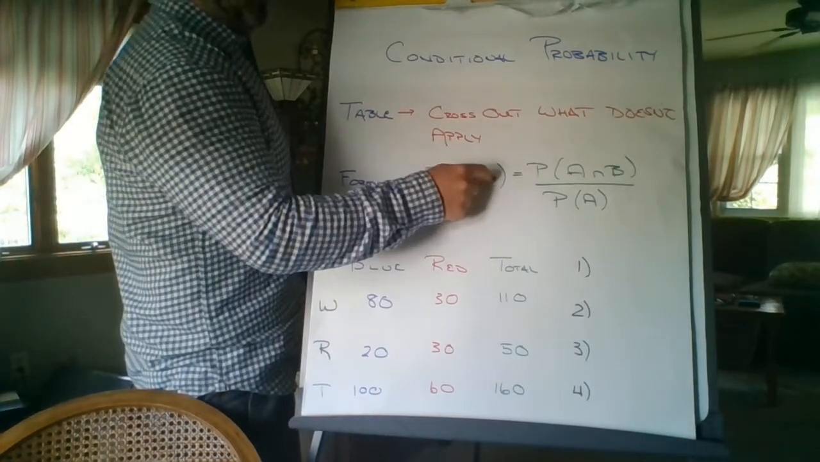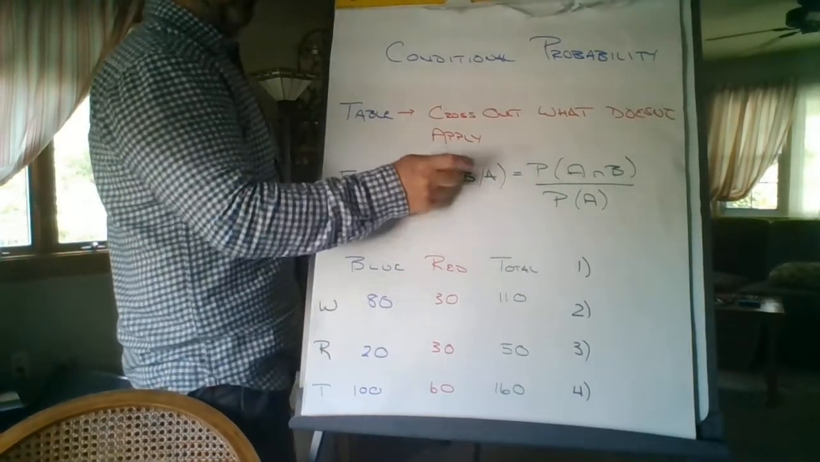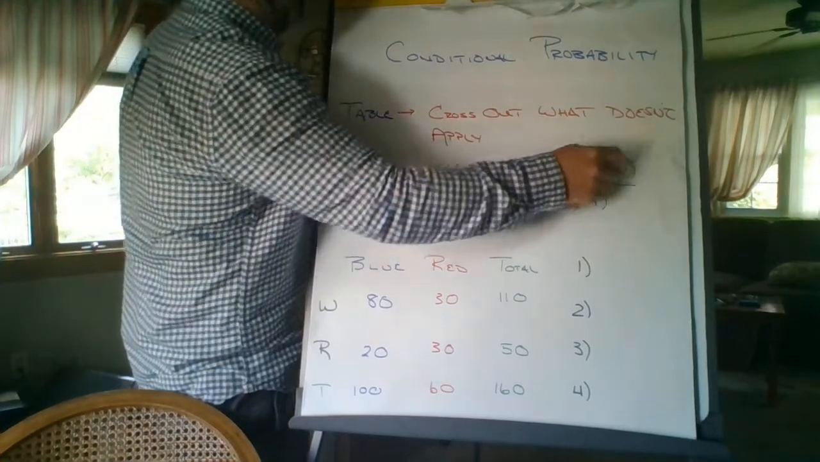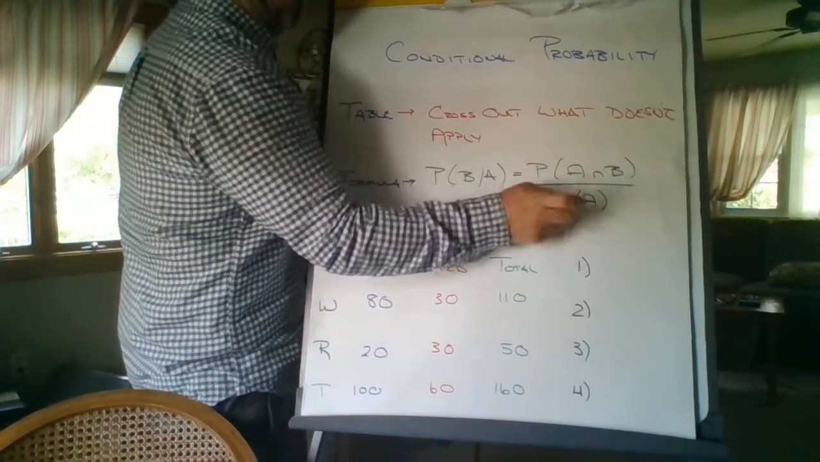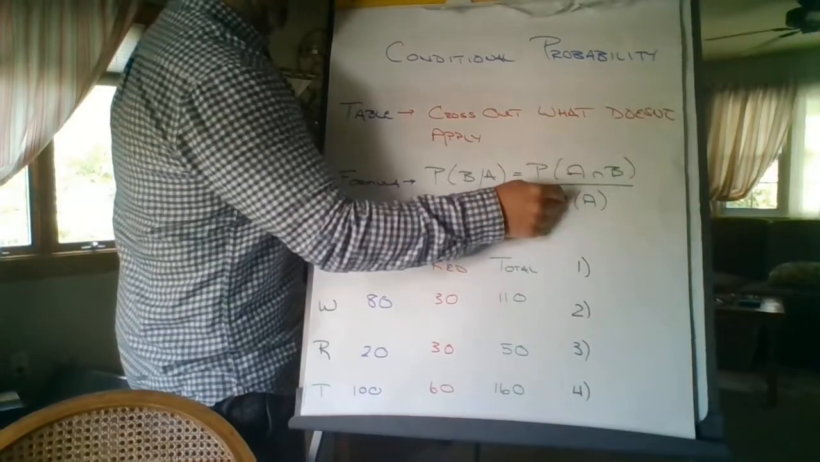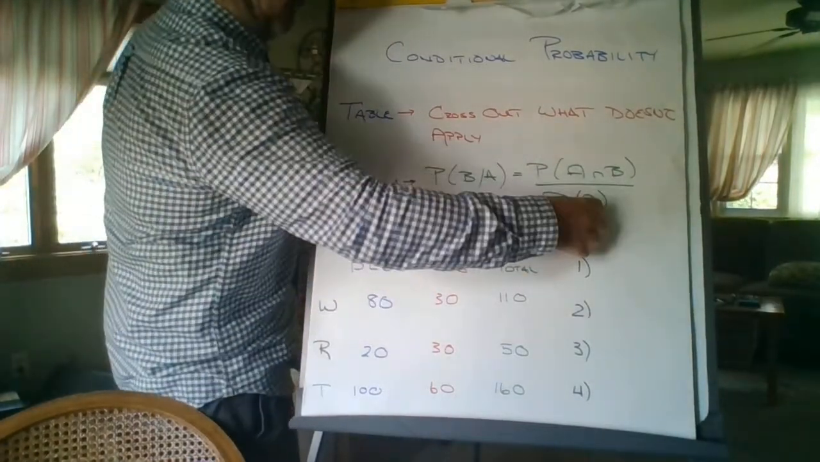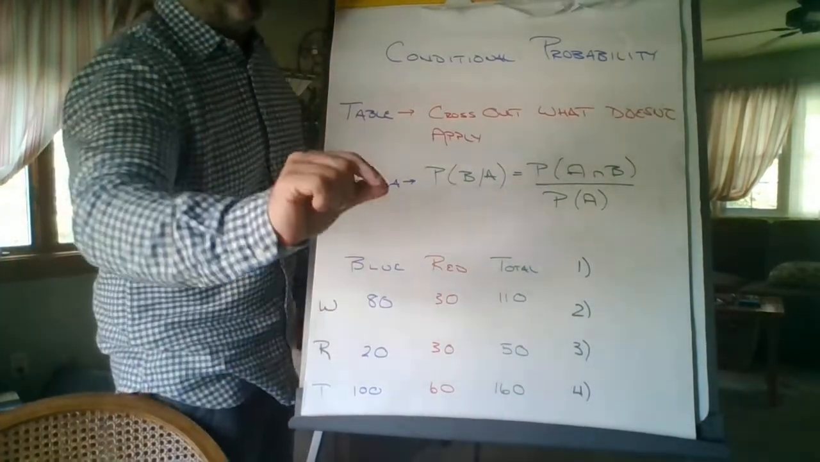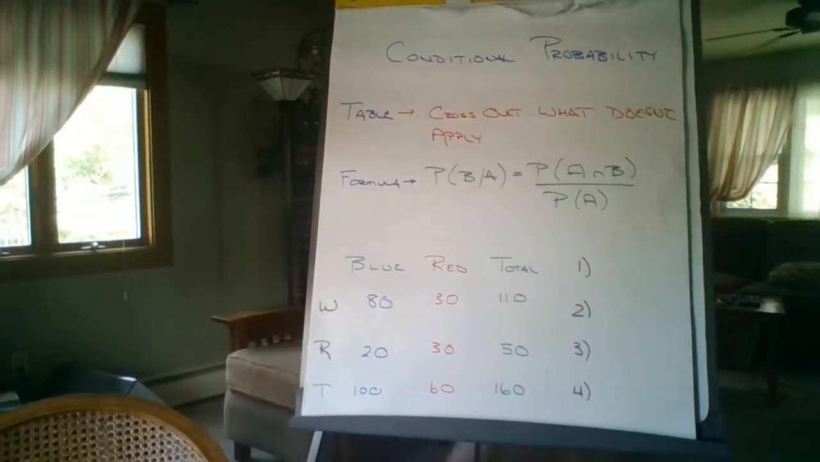Probability that B given A, okay, so the probability that B occurs, given that A occurs, is the probability of both A and B happening divided by the probability of A. A is guaranteed to happen, so whatever that probability becomes 100. So basically what we're doing is we're shrinking the sample space.